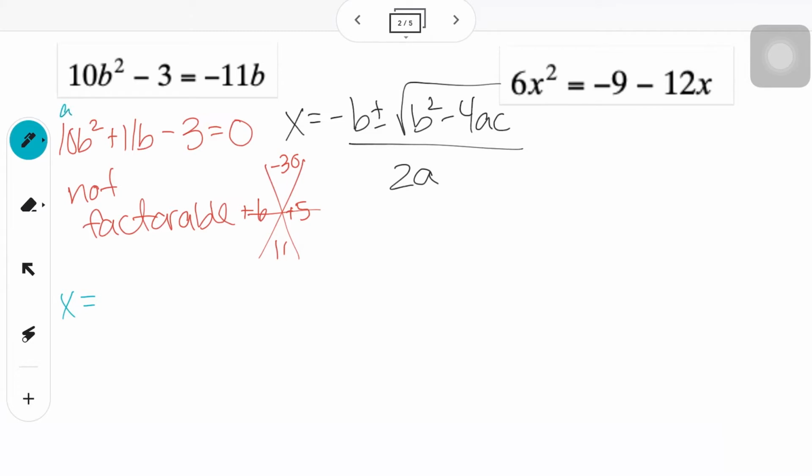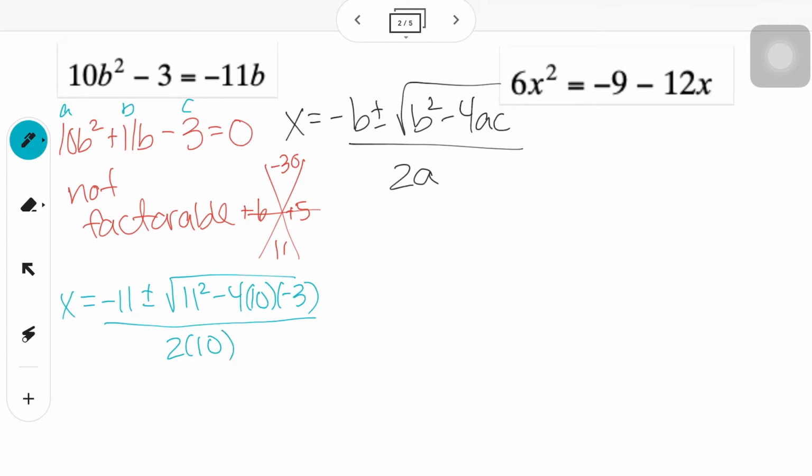So when I do that, again, your A is with your squared term, your B is with your linear term, and your C is with your constant. So I'm just going to start plugging all of this in. And when we do this, I always start by finding whatever is under my radical first. So 11 squared minus 4 times 10 times negative 3. That is going to end up being addition because a negative times a negative gives you a positive right here. And under that radical, I get square root of 241.